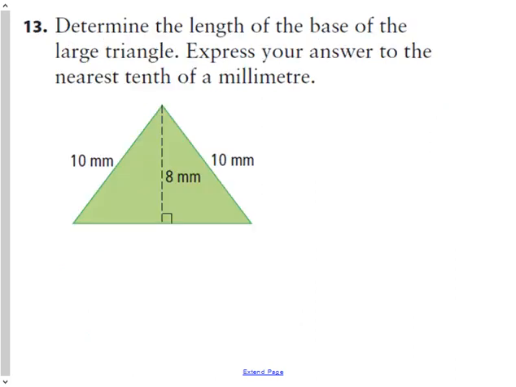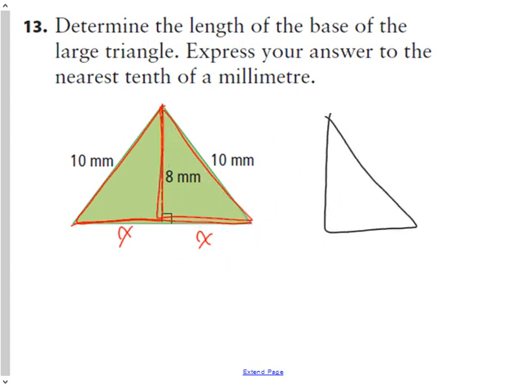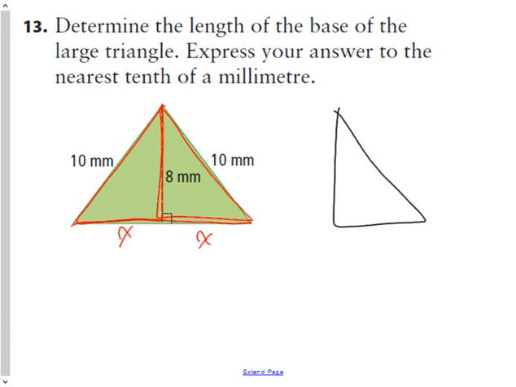And your last question, determine the length of the base of the large triangle. This is the base here. And as we can see, this triangle here and this triangle here are identical because they both have 8, 10, and whatever this is. So they both would have x and x, right? So I'm going to take this black marker, trace the triangle, and bring that triangle over here. 8, 10, and x.